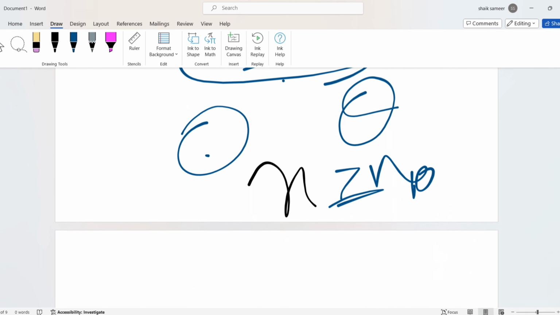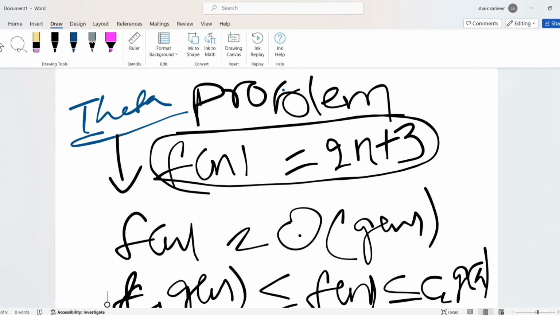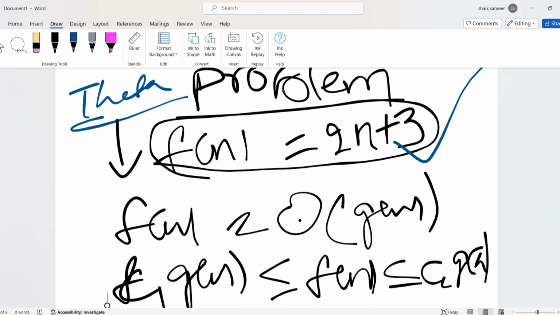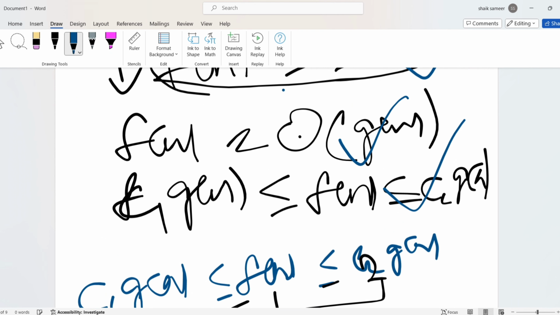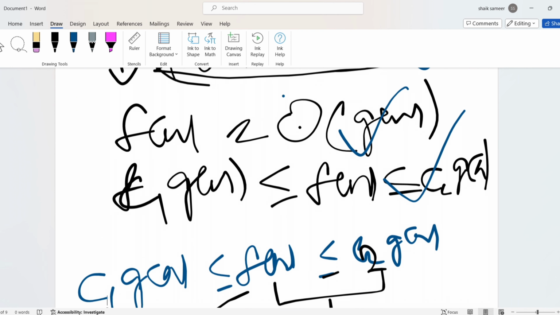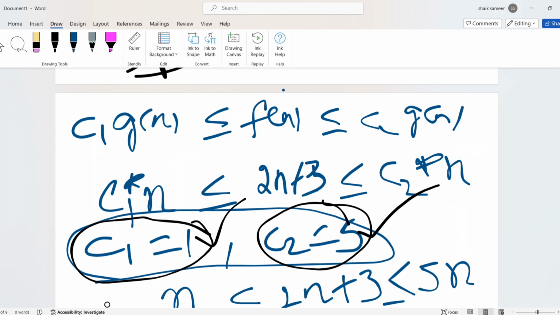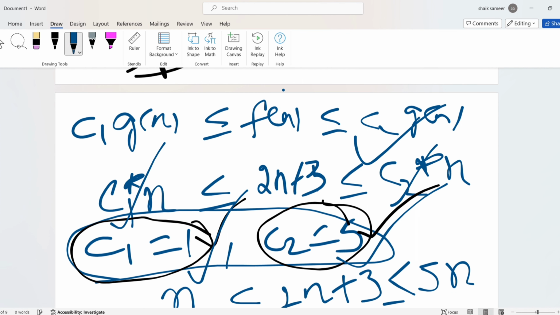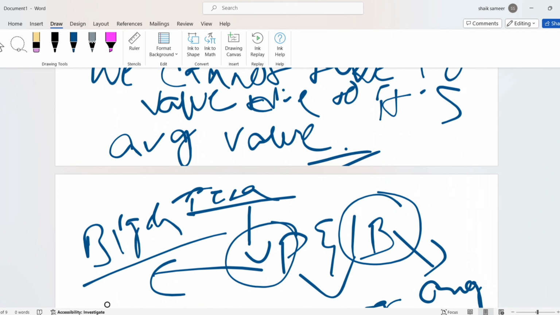So once again we will discuss this problem. We will overview it in just 1 minute. Listen carefully. The problem gives f of n equal to 2n plus 3. There are two conditions we have to remember when we recall big omega notation and big theta notation. Whatever notation is given, you have to recall these two conditions and solve according to them. So I have solved and taken c1 equal to 1 and c2 equal to 5. Why did I take c1 equal to 1 and c2 equal to 5?